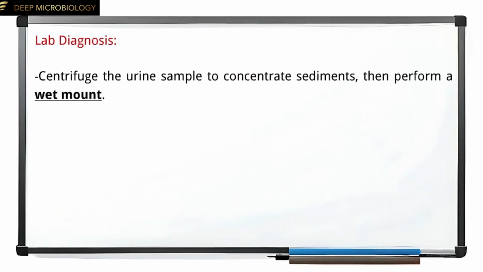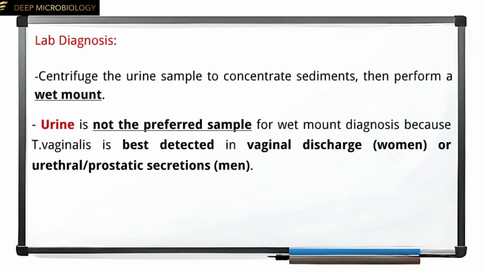Lab diagnosis: centrifuge the urine sample to concentrate the sediments, then perform a wet mount, a simple and rapid microscopic examination used to detect Trichomonas vaginalis. However, urine is not the preferred sample for wet mount diagnosis, as Trichomonas vaginalis is best detected in vaginal discharge in women, or urethral and prostatic secretions in men.